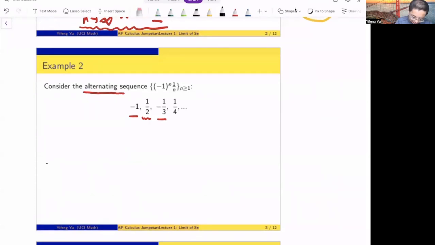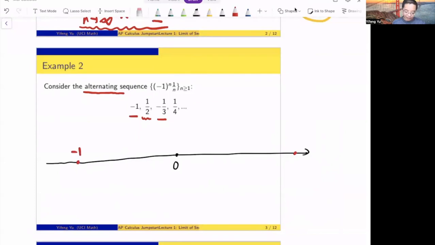Let's draw it. This is the real axis, and here is the 0. Now it starts from the first point, -1. So this is the first one. And what's next? Next will be 1/2. And where's the third one? It's -1/3, so it's on the left-hand side of 0. And then we have 1/4. And then we have -1/5. And then here we have 1/6. And so on and so on.